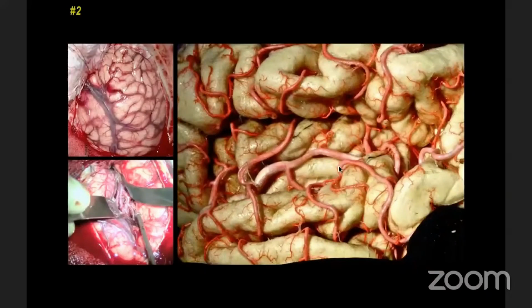So this is our anatomy. The left side, we are dealing with these MCA branches, which in our case were pushed downwards, and we were protecting this central artery, which is very important, and it's irrigating finally the central lobule.